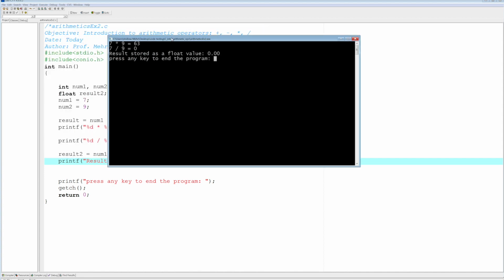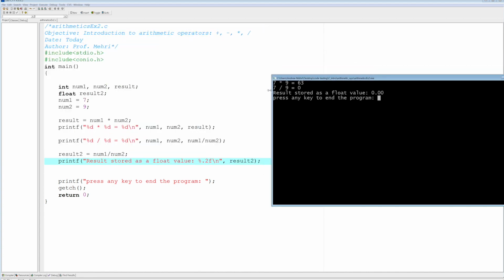And you will still get 0, even though result was a float. That is because you still had an integer division on the right-hand side, which yielded that 0. So you converted 0 to 0.000. You converted the 0, which was an integer, into a float, but it was too late. So is there a workaround for this?